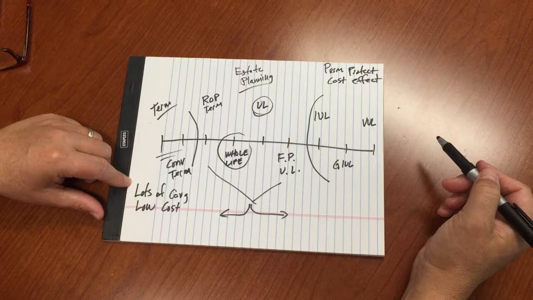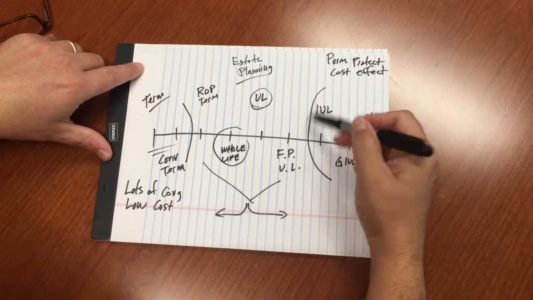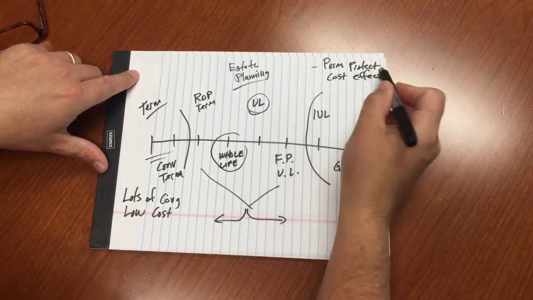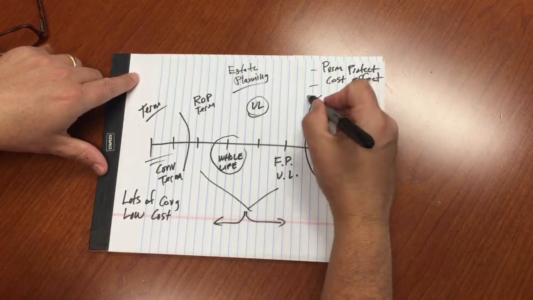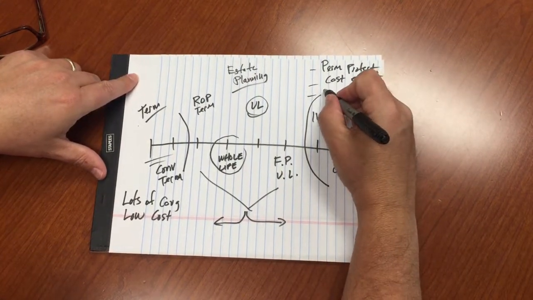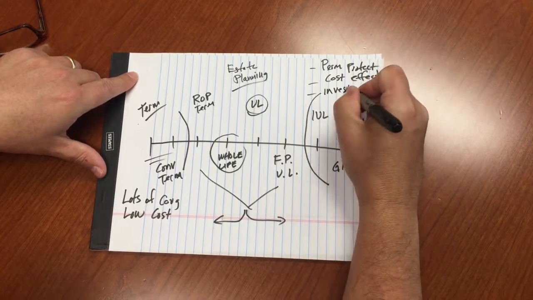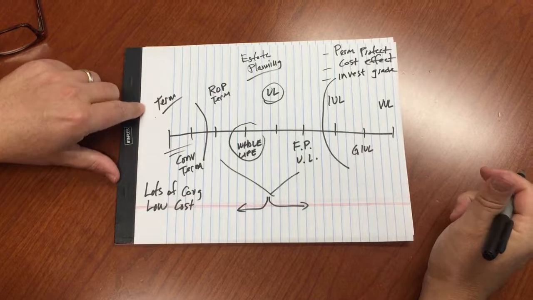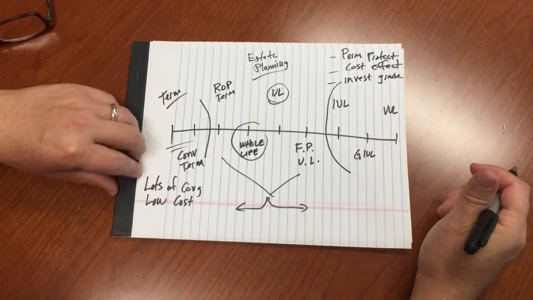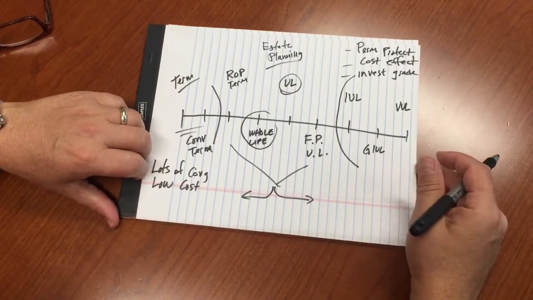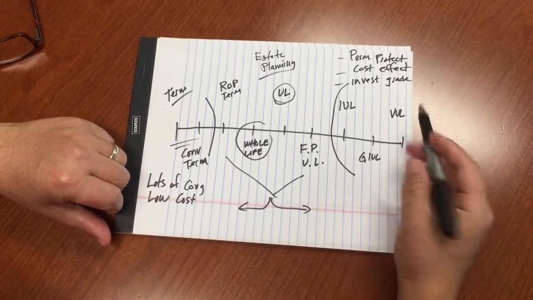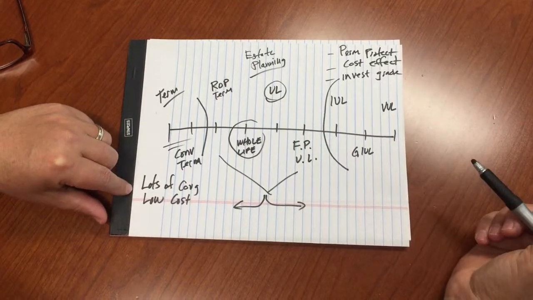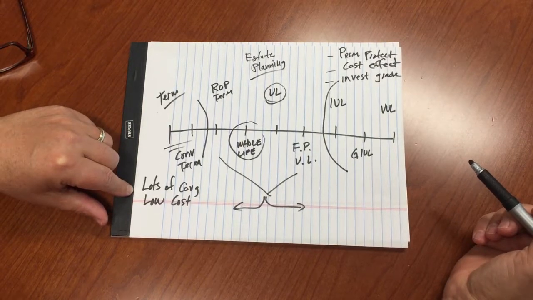Okay, great. On this side of the spectrum, we have permanent policies. I like them because they provide permanent protection. They are cost effective, and many of these are what we call investment grade insurance policies that provide excellent long-term savings for individuals and are a very cost-effective way of owning permanent life insurance. Okay? Does that make sense? Do you guys have any questions?